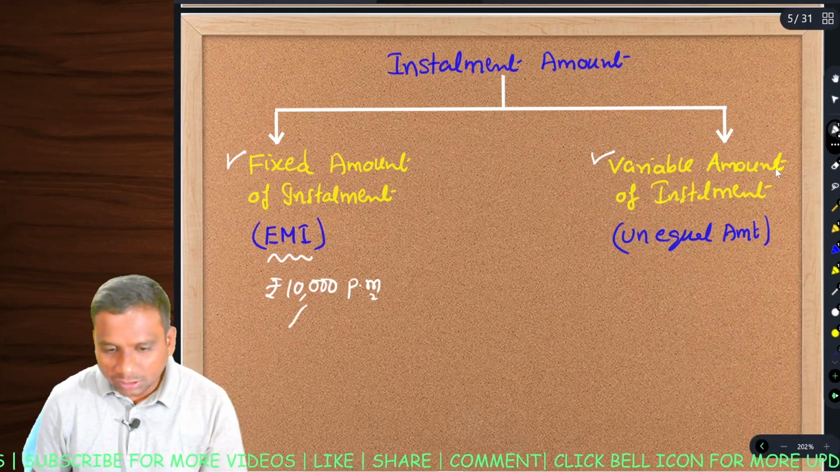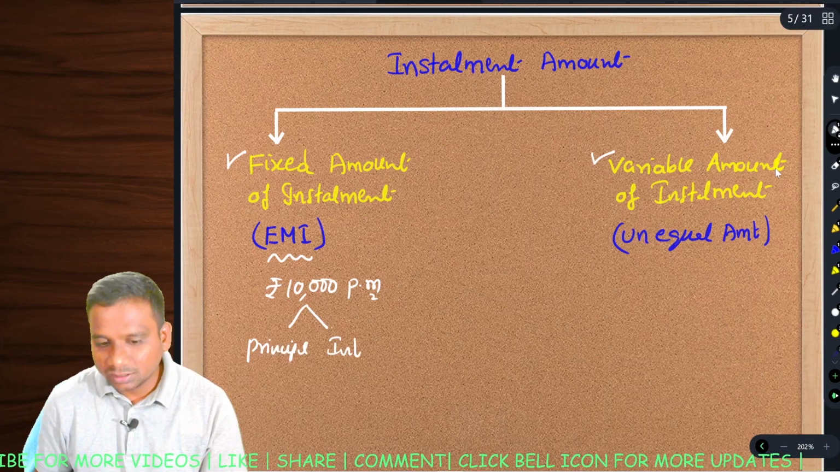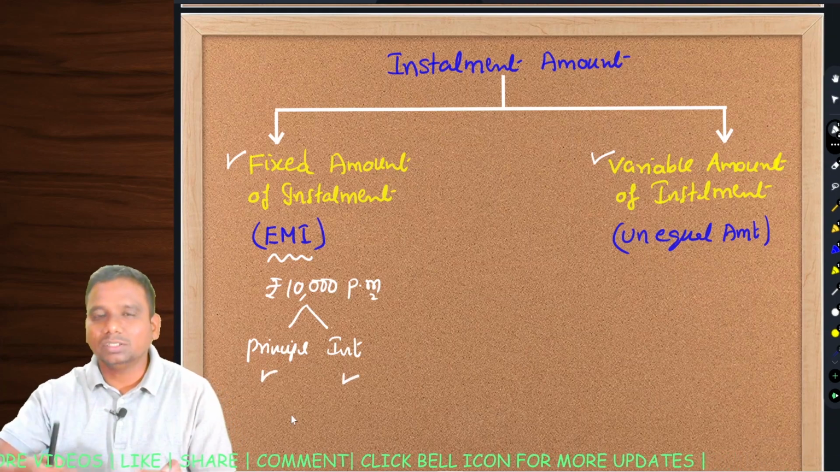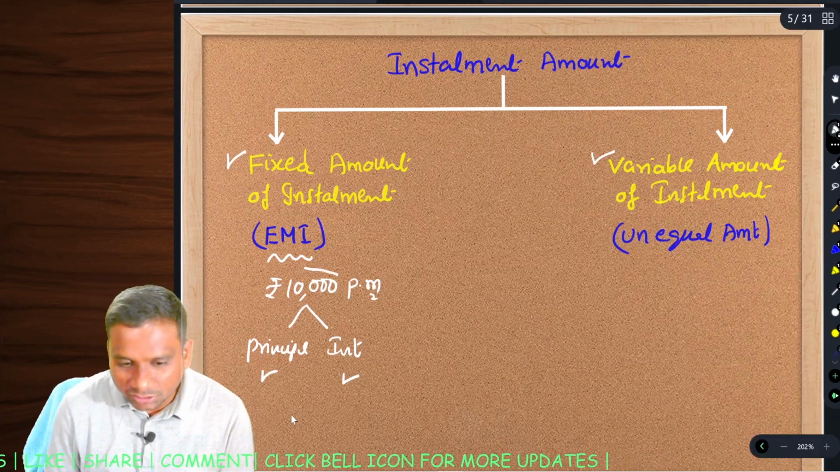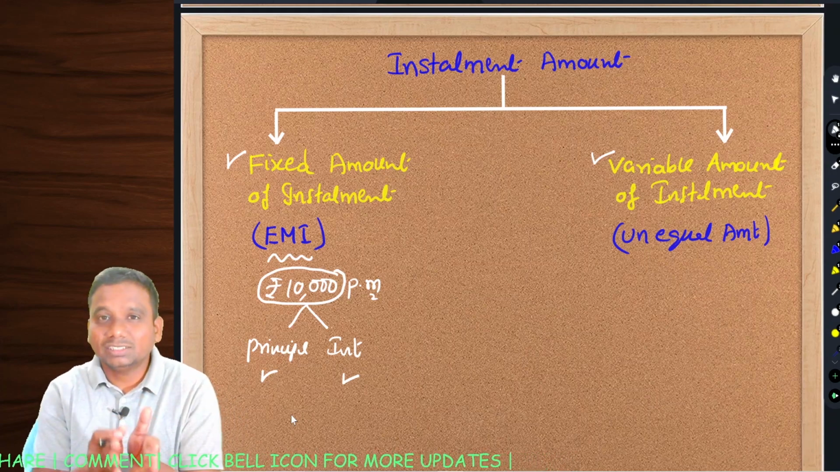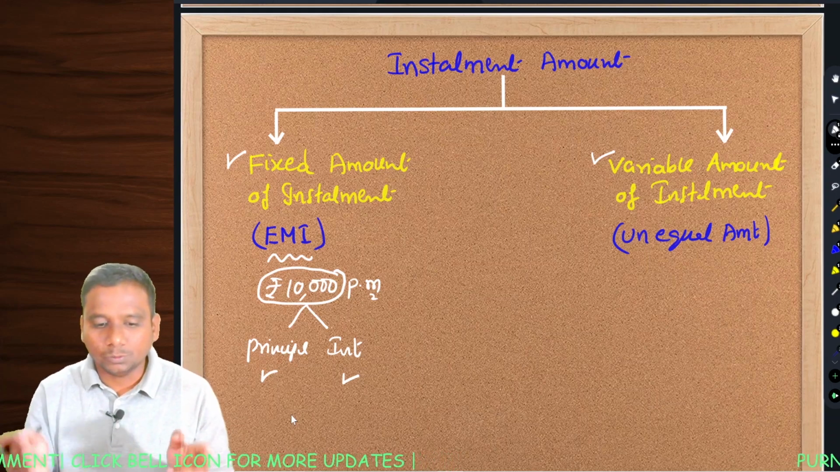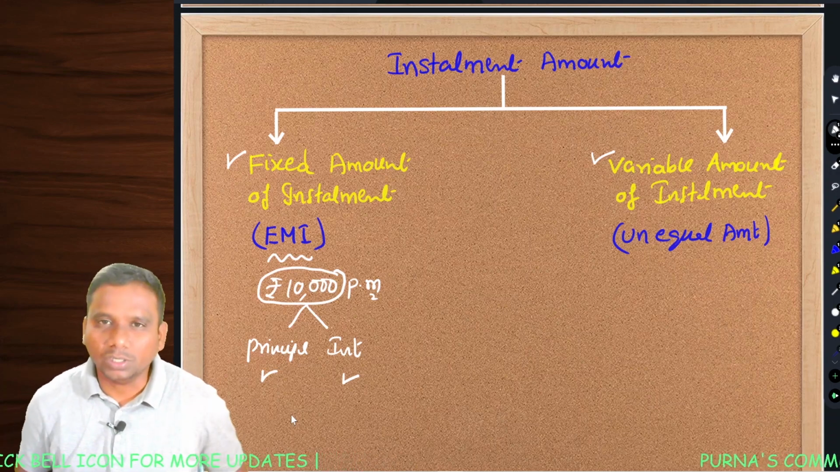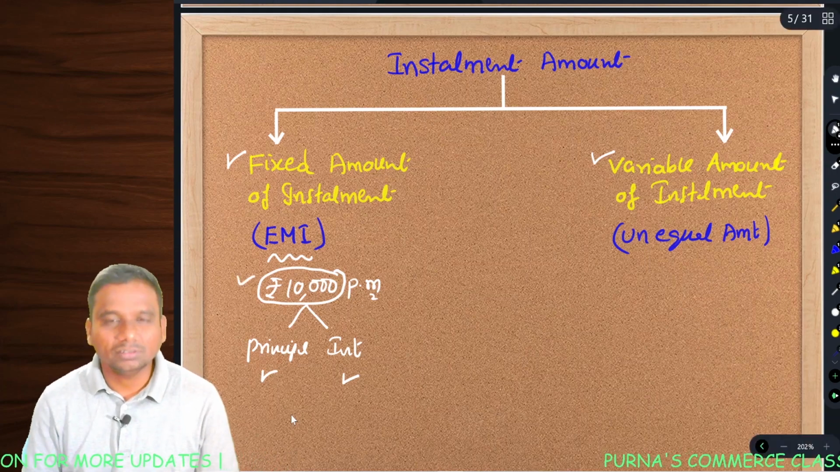So this 10,000 consists of principal amount and interest amount. But this principal amount and interest amount vary every month. Every month principal amount and interest amount change, but this 10,000 will not change. This 10,000 contains two components: one is principal component and another one is interest component. The principal and interest may change, but this 10,000 will not change.